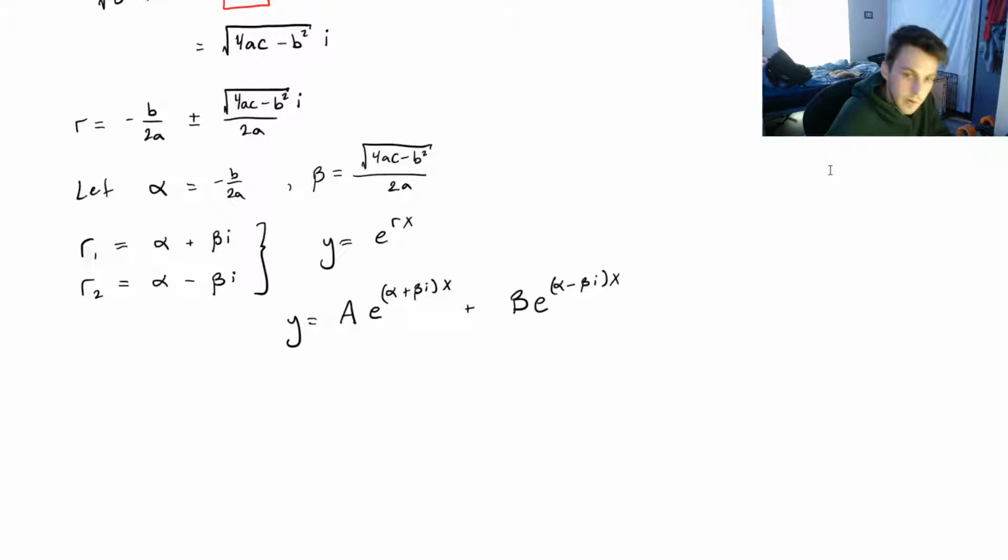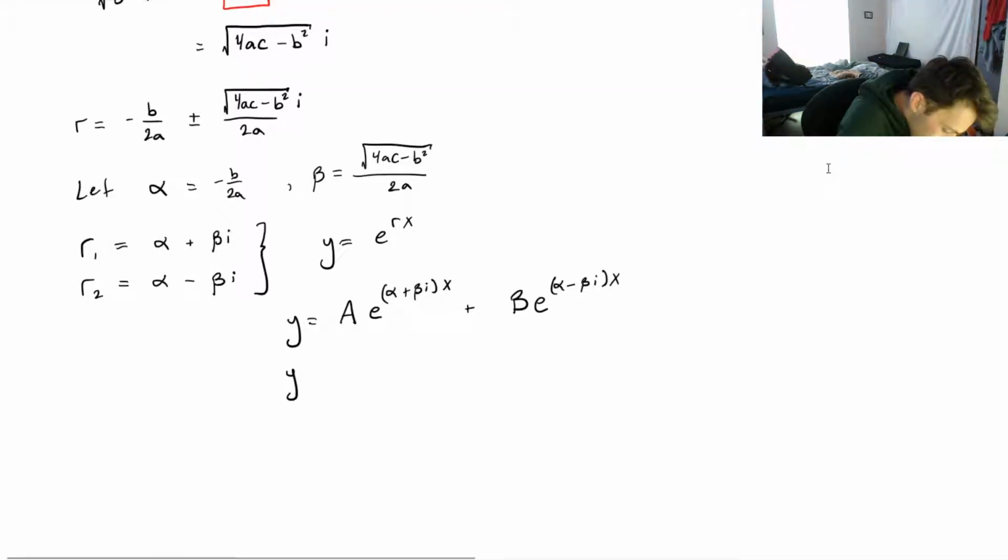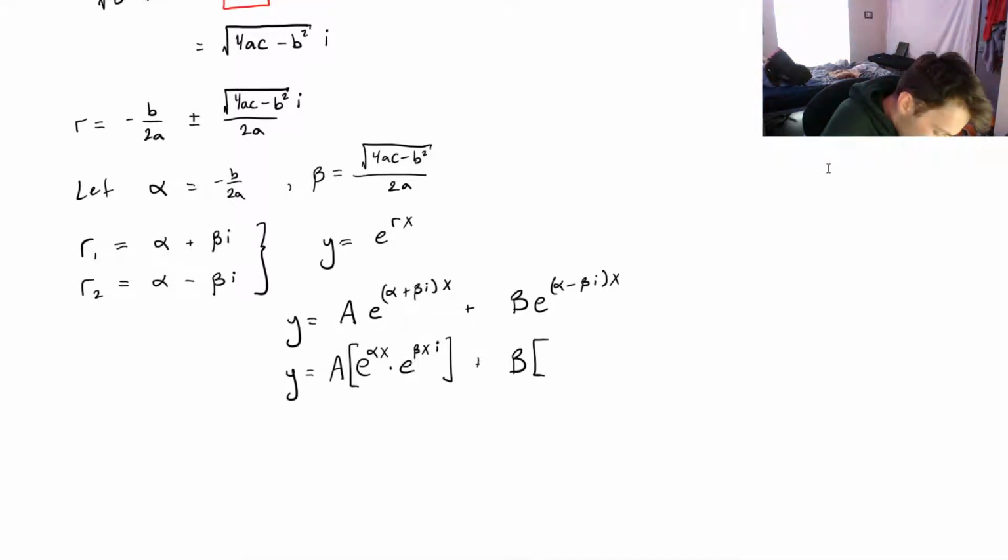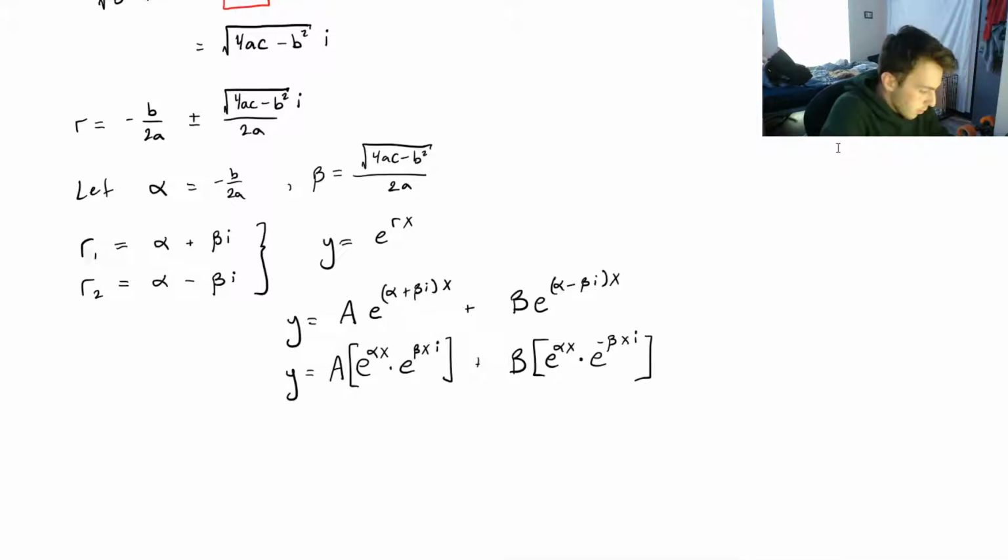Okay? And I'm just going to rewrite this once again as y is equal to a times e to the alpha x times e to the beta x times i, plus b, and this is multiplied by e to the alpha x times e to the negative beta x i. Oh, and that should be a negative beta x, right? Okay, perfect. I think this is all looking good.